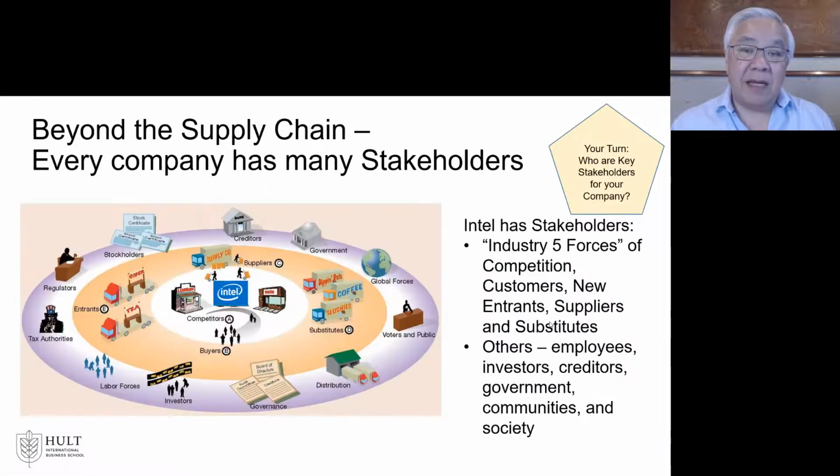Any company has a number of different stakeholders, and we're going to use this graphic to show Intel. They have competitors. We label those A, so that's a reasonable stakeholder in their success or failure. They have buyers, which are their customers. They have suppliers, which is their supply chain. Substitutes may come in, and those are people like AMD. They also manufacture microprocessor chips. And then they have new entrants. There may be new people who are entering the business.